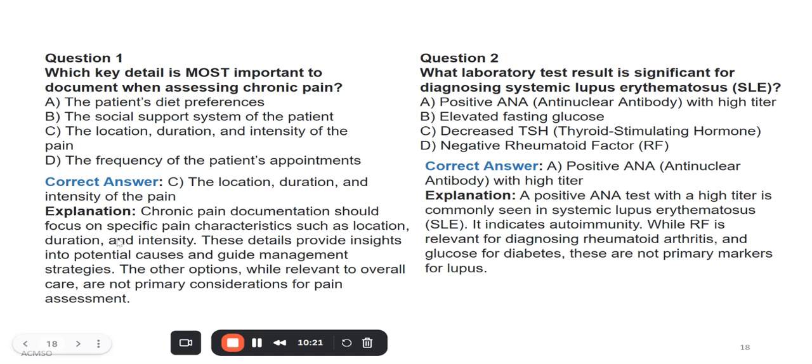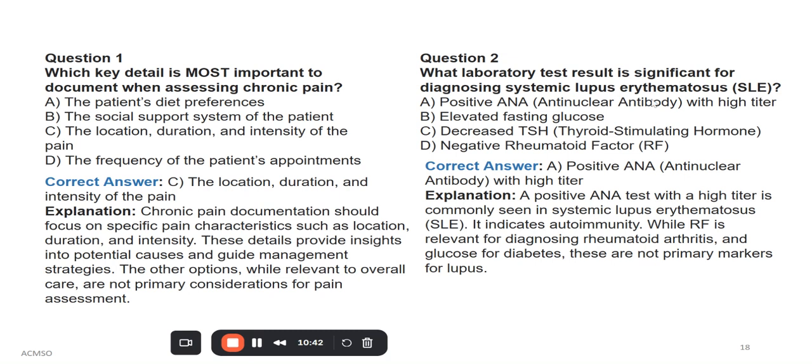Question 2. What laboratory test result is significant for diagnosing systemic lupus erythematosus, SLE? A. Positive ANA, antinuclear antibody, with high titer. B. Elevated fasting glucose. C. Decreased TSH. Or D. Negative rheumatoid factor, RF. It is A, the positive ANA.